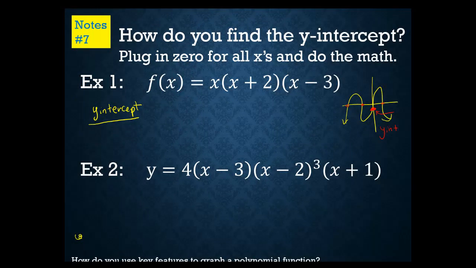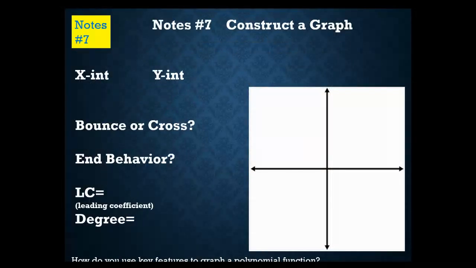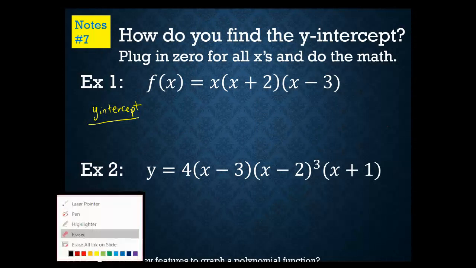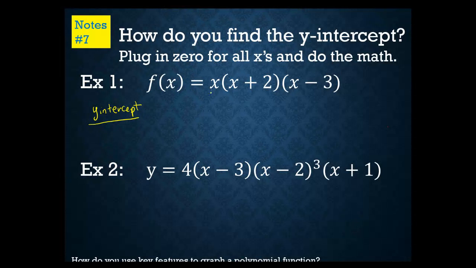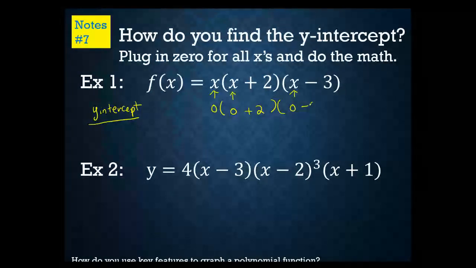All right, so how you do that, it's really easy. Let me just erase this little picture real quick. It tells you right there. It says to plug in a 0 for all the x's. So right here, we're going to plug in a 0, bring down the parentheses, plug in another 0, keep the 2, keep the parenthesis, plug in another 0, and then just do the math.